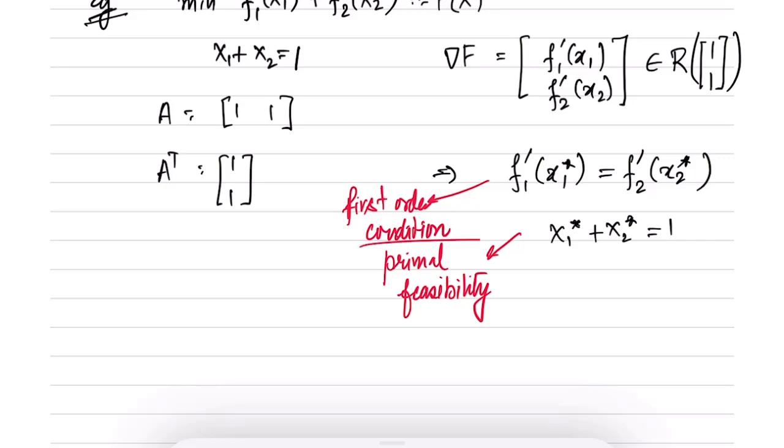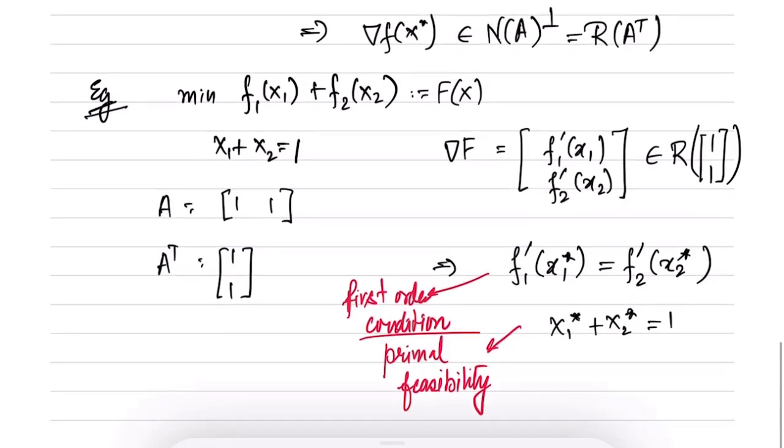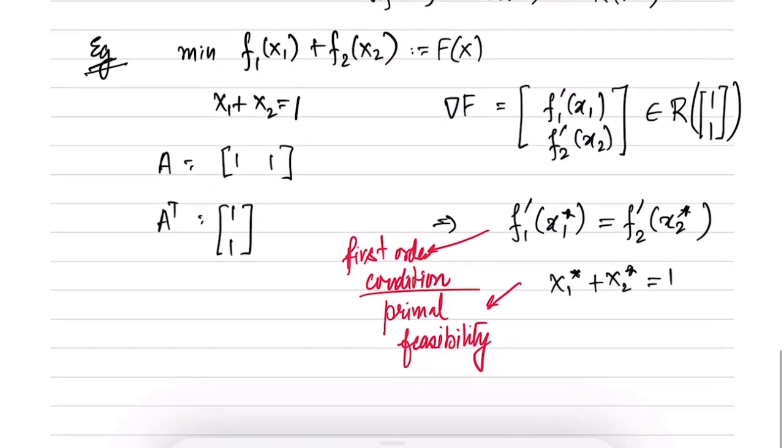So we have seen one form of optimality condition for convex optimization problems, which is saying that the inner product of gradient f of x star with x minus x star is greater than or equal to 0. But as such, this condition does not tell us much. In the case of unconstrained or linearly constrained problems, sure, we are able to get it in a more explicit form. But in general, for nonlinear constraints, this condition is not telling us much.